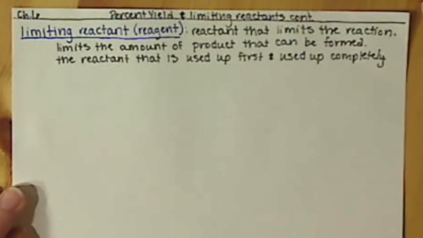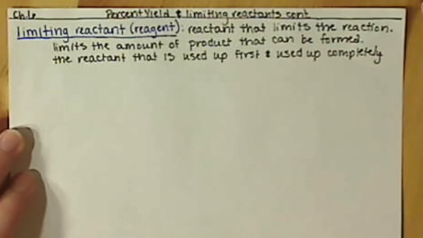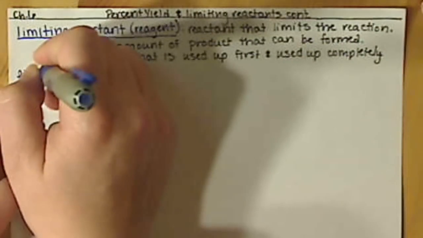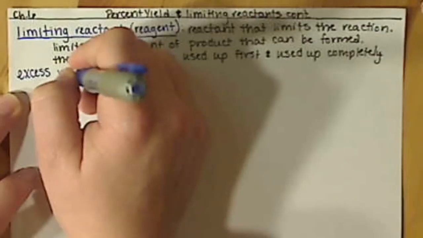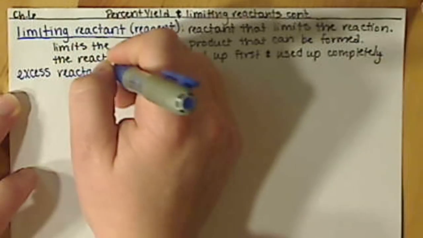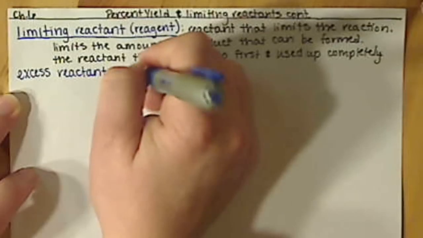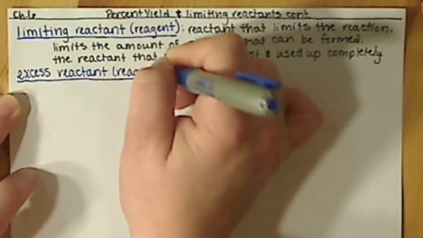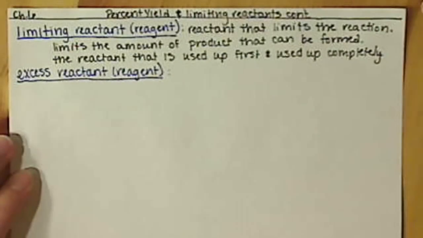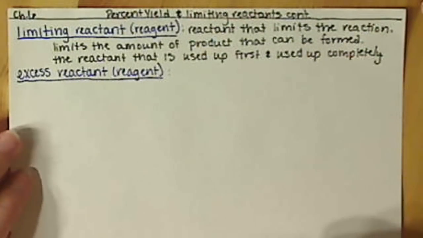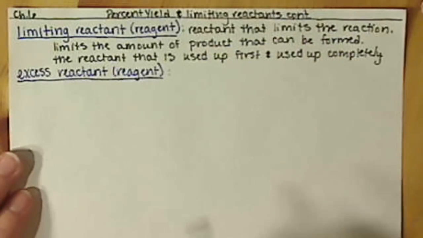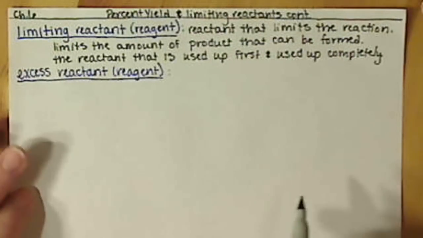Now we also introduced with our cookies example the term of excess reactant. Again, or reagent. So these are the reactants that are not your limiting reactants. Okay, they are going to basically be there in excess. They're going to be left over.